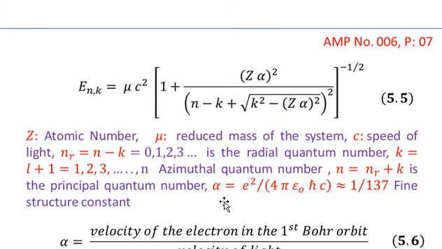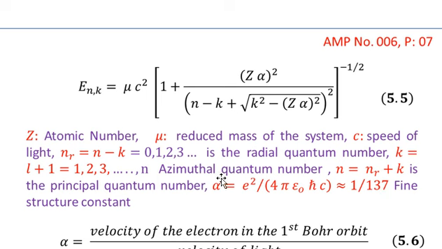Now you see that alpha, which is given by e squared over 4 pi epsilon naught times h bar times c. If you substitute these values of h bar, c, and the charge of the electron, which I have presented in one of the previous slides, you will find that the value of alpha is nearly equal to 1 over 137.